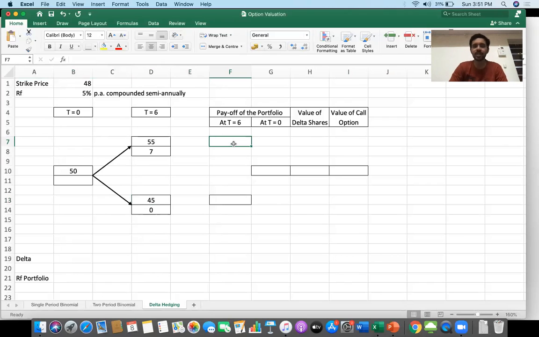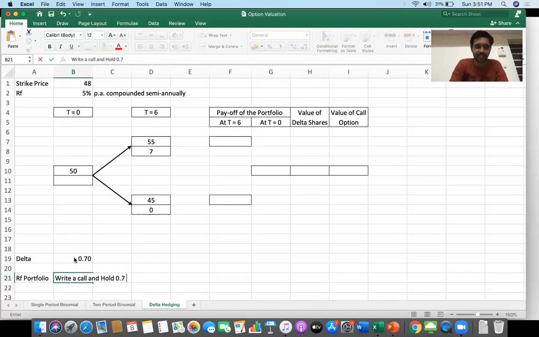So the delta that we calculated was 0.7. The risk-free portfolio was write a call and hold 0.7 shares. Now let's come to the bottom node first. I have written a call option. The call option at the bottom node does not get exercised because the strike price is 48 and the share price is less than the strike price. Therefore, the call lapses. So I, as a writer, do not have to pay anything to the holder of the option. The payoff from the call option is 0.